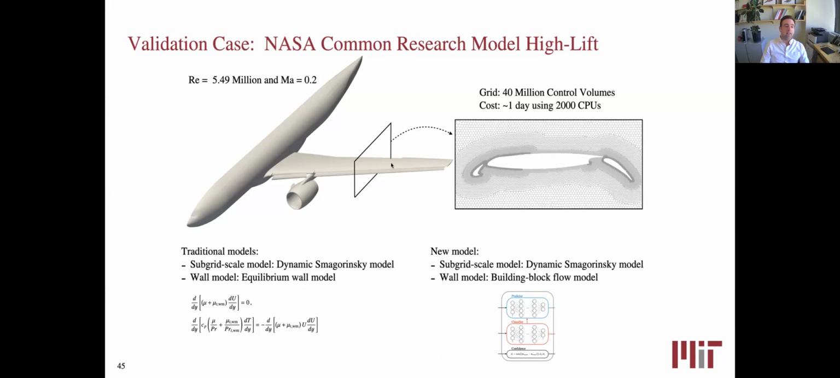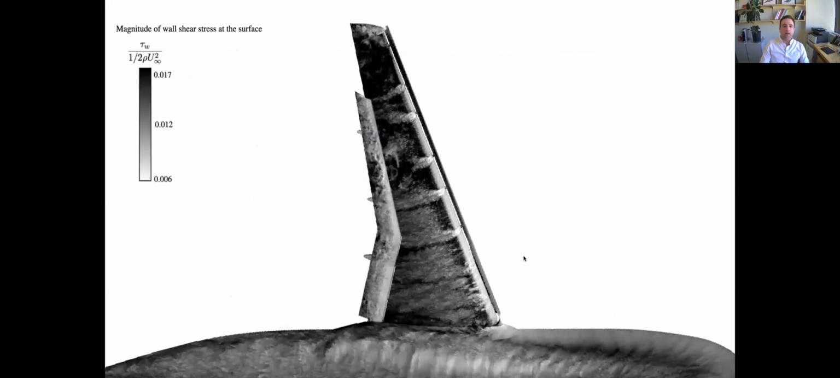And we are going to run exactly the same case, but we are going to replace the wall model. Instead of that, we are going to use our model, the building block flow model for the wall, and then compare the results. So now we are replacing this wall model with the building block flow model. The subgrid scale model remains the same.